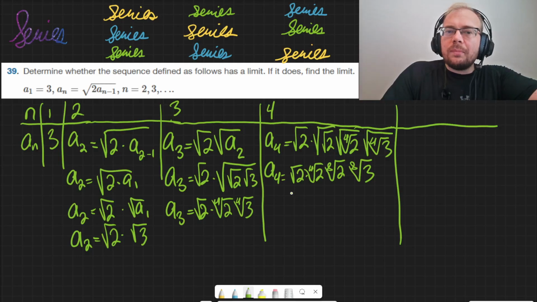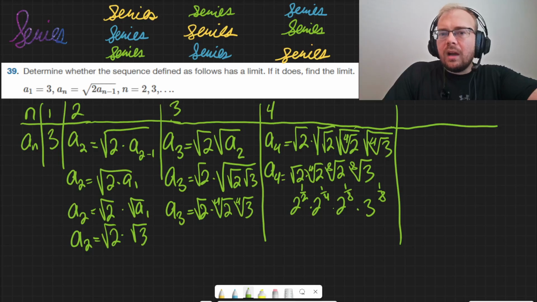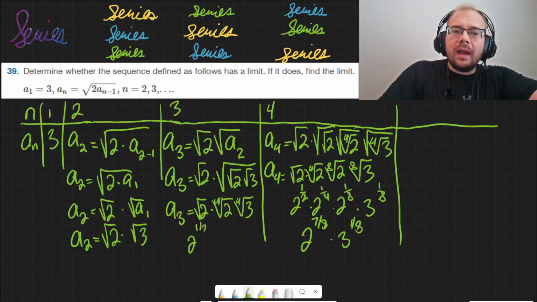So this would be 2 to the 1/2 times 2 to the 1/4 times 2 to the 1/8 times 3 to the 1/8. This would end up being 4/8 plus 2/8 plus 1/8, which is 7/8, and 3 to the 1/8. This previous one would be 2 to the 1/2, 2 to the 1/4, 3 to the 1/4. So that's going to be 2 to the 3/4, and 3 to the 1/4.